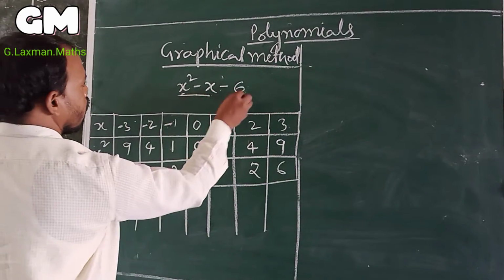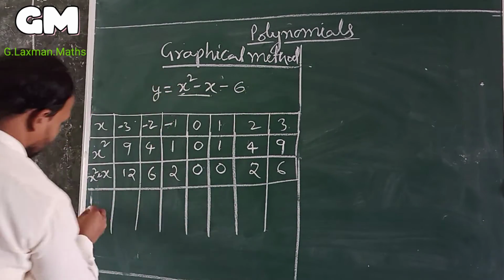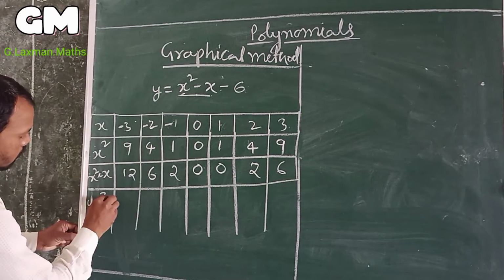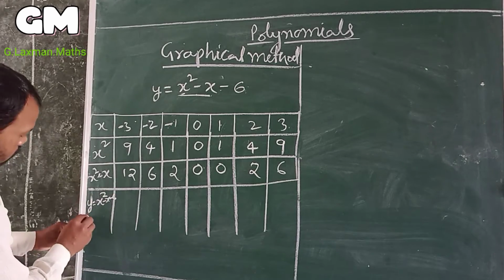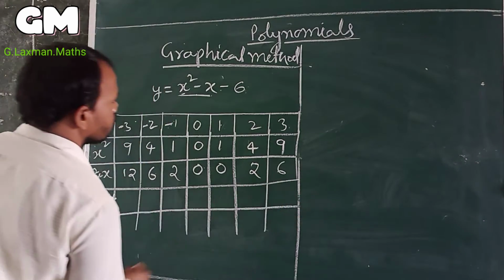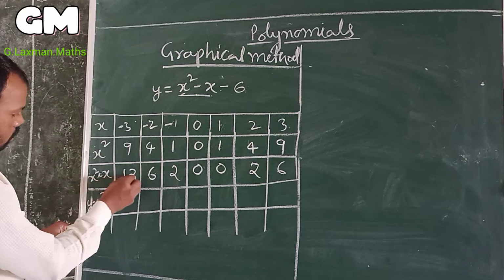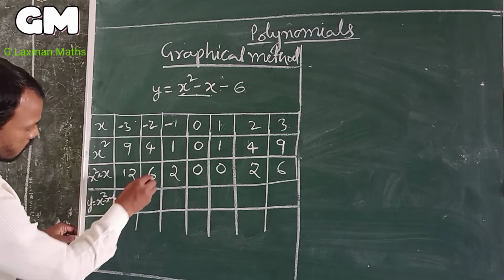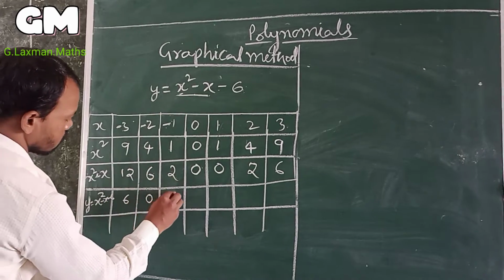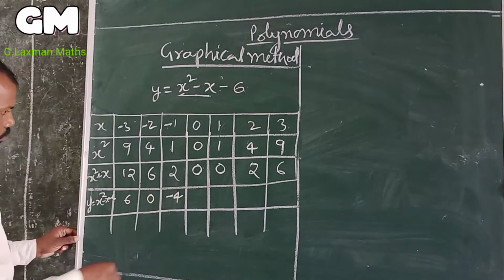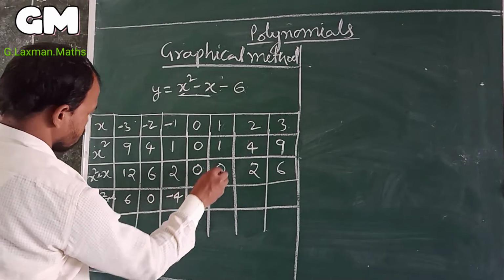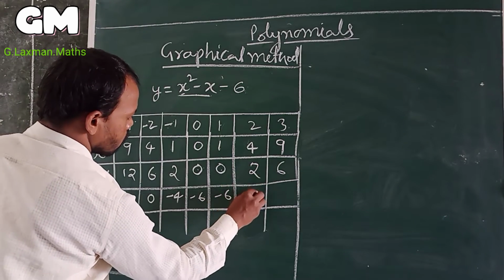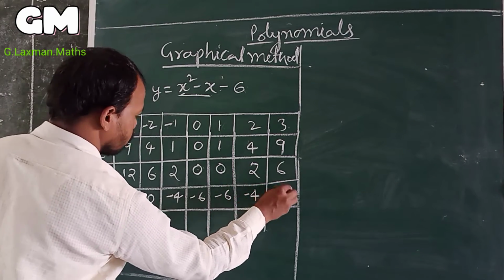Then we take the entire expression as y, where y is equal to x square minus x minus 6. Then we have to subtract 6 from each of these values. 12 minus 6 is 6, 6 minus 6 is 0, 2 minus 6 is minus 4, and 0 minus 6 is minus 6. 0 minus 6 is minus 6, 2 minus 6 is minus 4, and 6 minus 6 is 0.